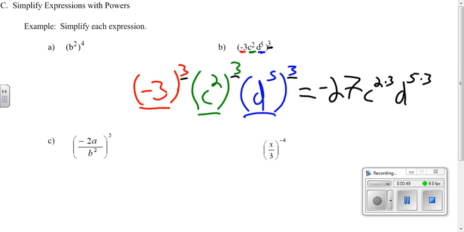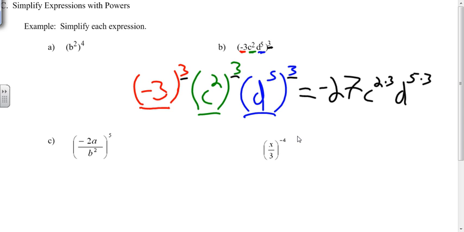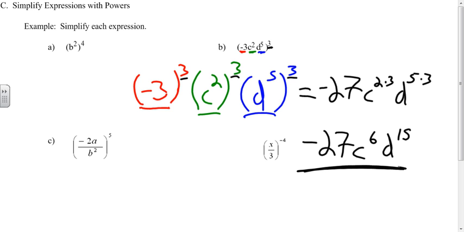We're not quite finished yet. We need to simplify this some more, so it's going to be negative 27. 2 times 3 is going to be 6, so c to the 6th. Similarly, d to the 5 times 3 is 15. So in the end, our final answer is going to be negative 27, c to the 6th, d to the 15th.